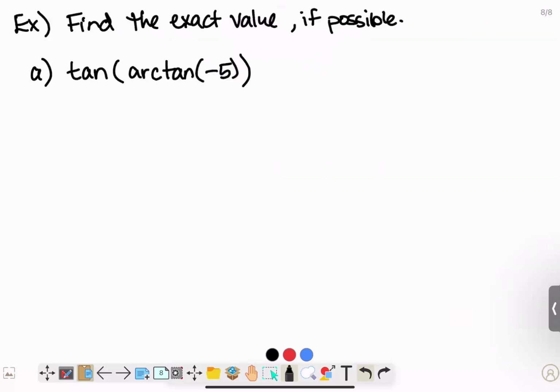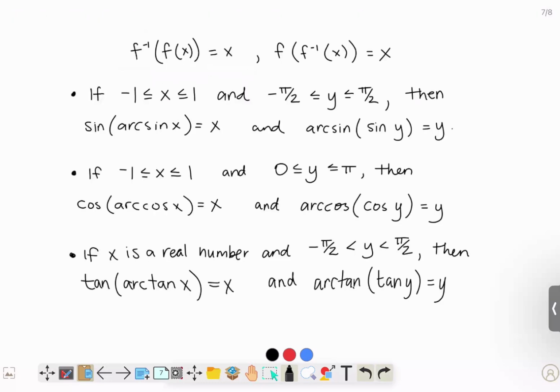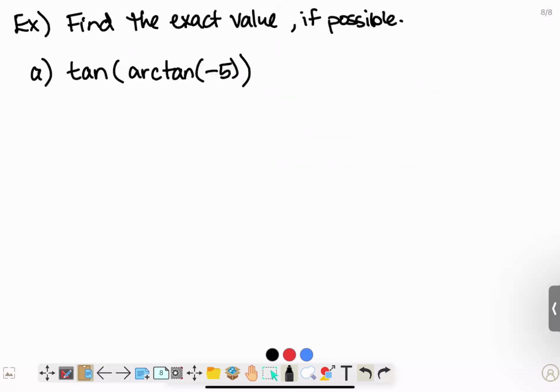Okay, so here I have arctan inside of a tangent. Seems like they should just cancel each other. I should just get -5. That is the case as long as -5 is in the domain of arctangent. So what's the domain of arctangent? The domain for arctangent is all real numbers. So -5 is fine. And that's the answer. So in this case, because -5 is in the domain of arctangent, this tangent is going to cancel out whatever the arctangent does, and I'm just going to end up with -5.